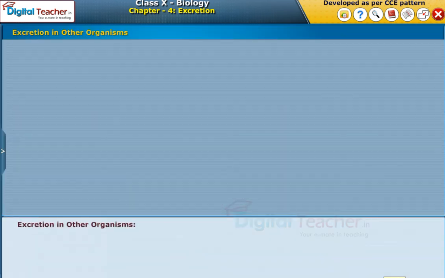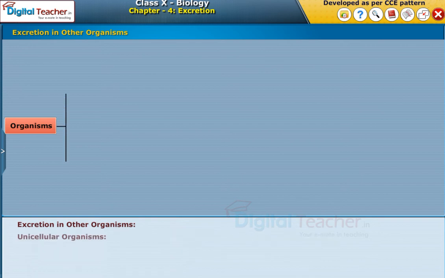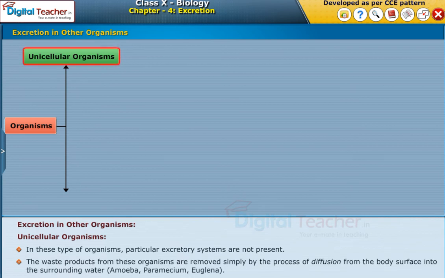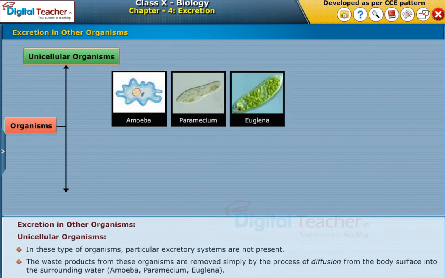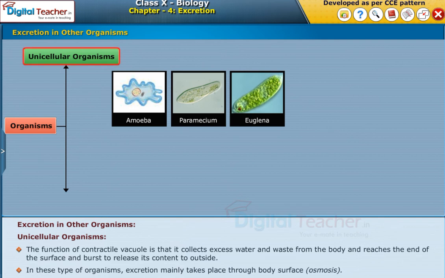Now, let us learn about excretion in other organisms. Different organisms use different strategies in order to excrete wastes from their bodies. Unicellular organisms. In these organisms, particular excretory systems are not present. The waste products are removed simply by the process of diffusion from the body surface into the surrounding water. Amoeba, Paramecium, Euglena. The contractile vacuole collects excess water and waste from the body, reaches the surface and bursts to release its contents to the outside. In these organisms, excretion mainly takes place through the body surface by osmosis.